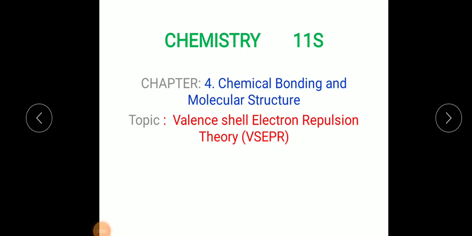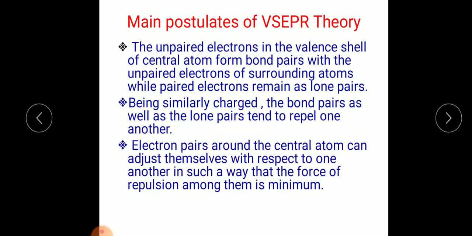Today you are going to study a very important theory known as valence shell electron repulsion theory, or in short form, VSEPR theory. Now let us see what this theory is all about and what it tells us. So, the main postulates of VSEPR theory.